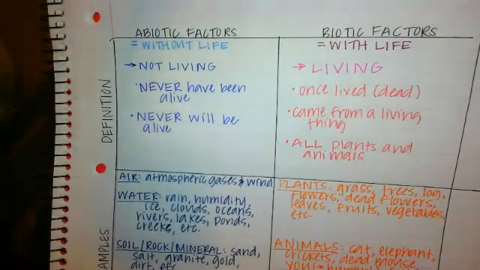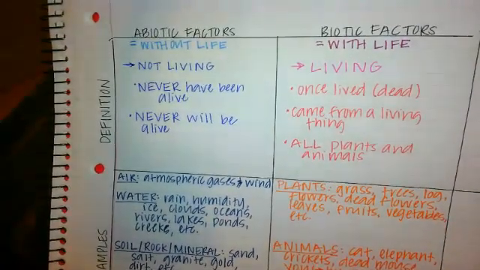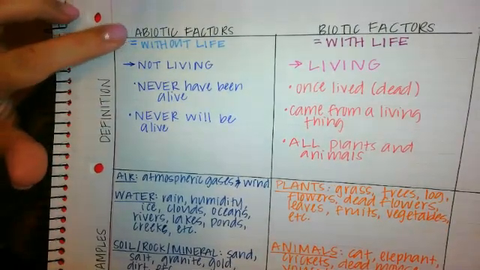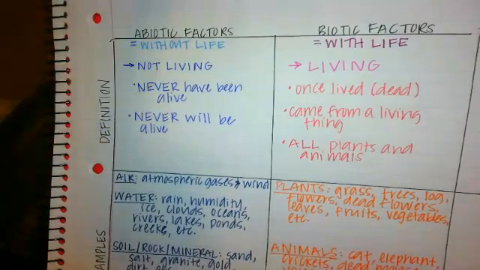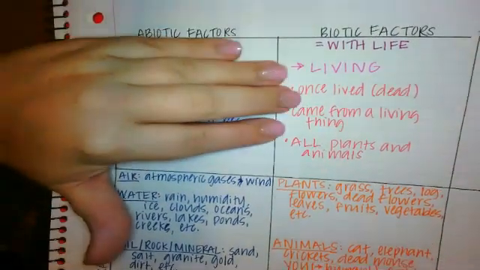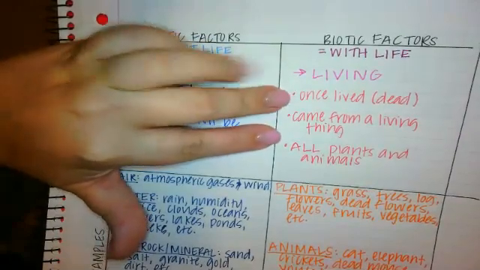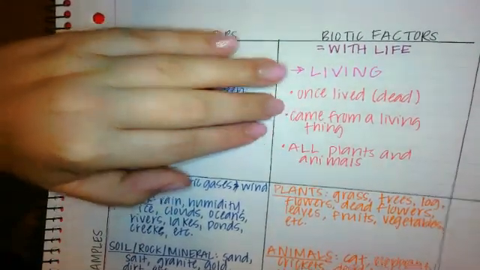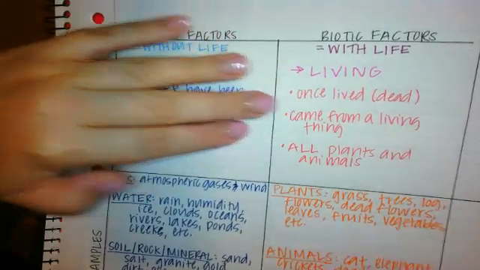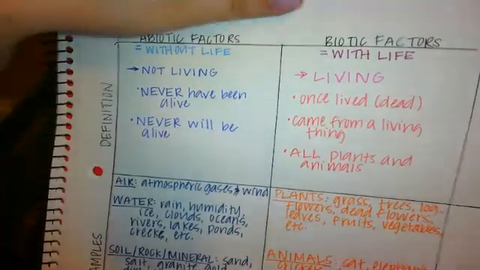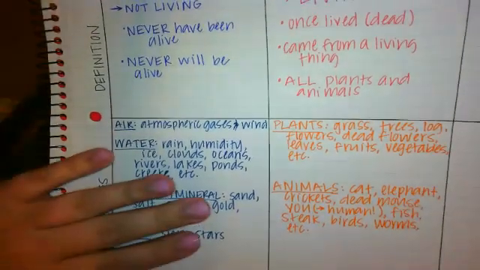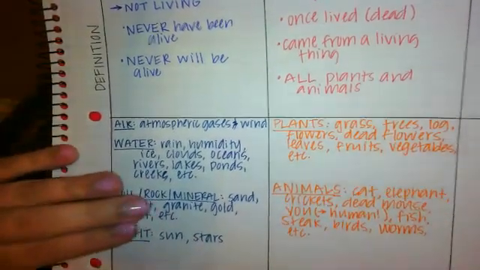Okay, so if we take back and look at what we have written so far, you guys have notes on abiotic and biotic factors. So you should walk away from these notes knowing that abiotic means without life, something that has never lived and will never live. Biotic is something that has life or had life. So something that is alive, was alive, or came from something alive. Okay, and then you have a pretty generic list of examples down here that should help you moving forward today.